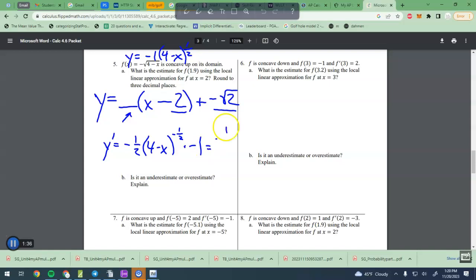This looks to me, I don't know, I want to clean this up. You don't have to. I'm just doing negative 1/2 times negative 1 is positive 1/2. With me, Carter? And then plug in 2 here. So I'll get what?